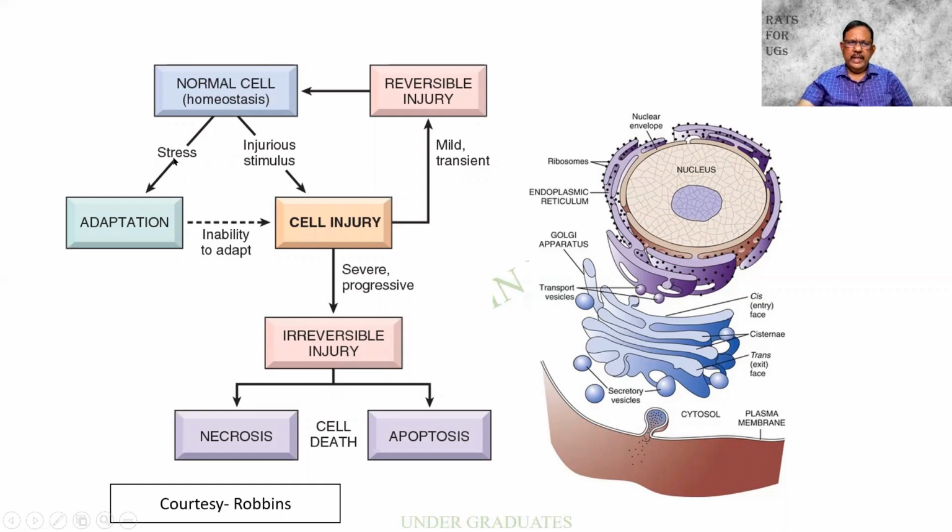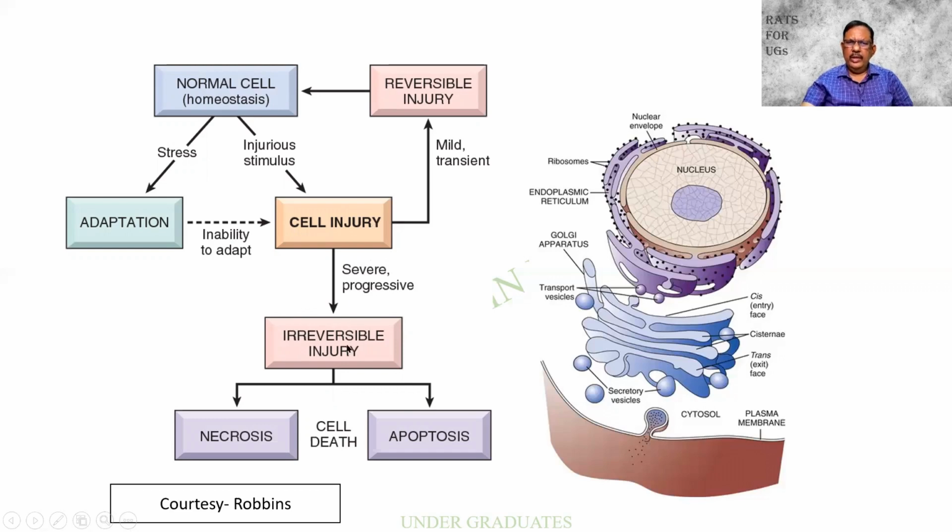Also, when the cell is not able to adapt itself beyond a period of time, it can go in for a cell injury. Injury always occurs and there can be a recovery, and it is called a reversible injury. The cell becomes normal as though nothing has happened. Or sometimes when the agent is severe, progressive, persistent, it causes an irreversible cell injury.